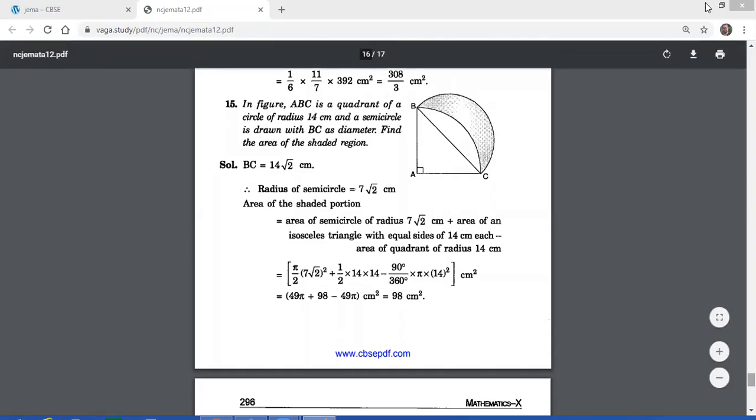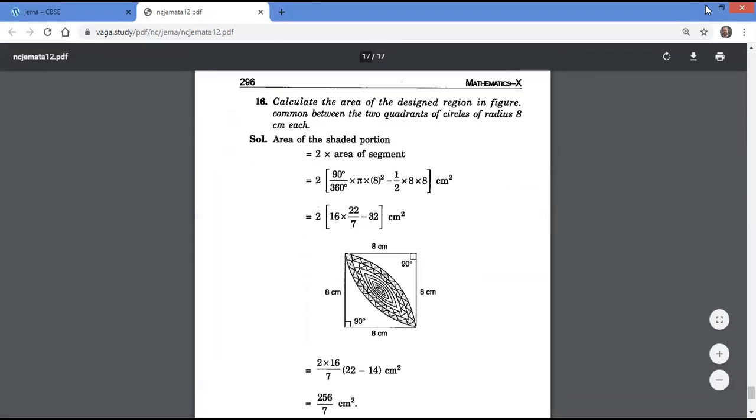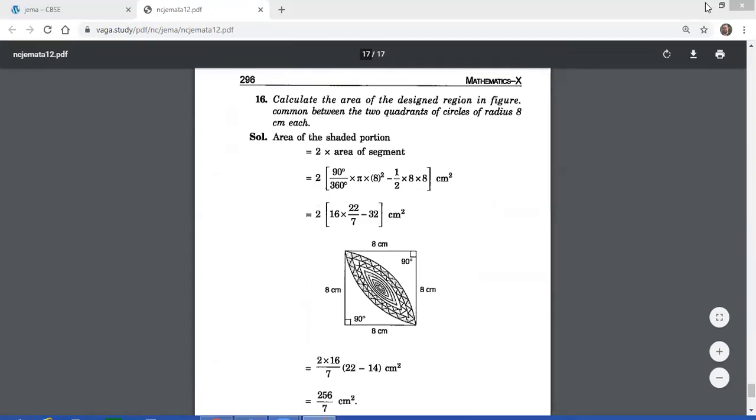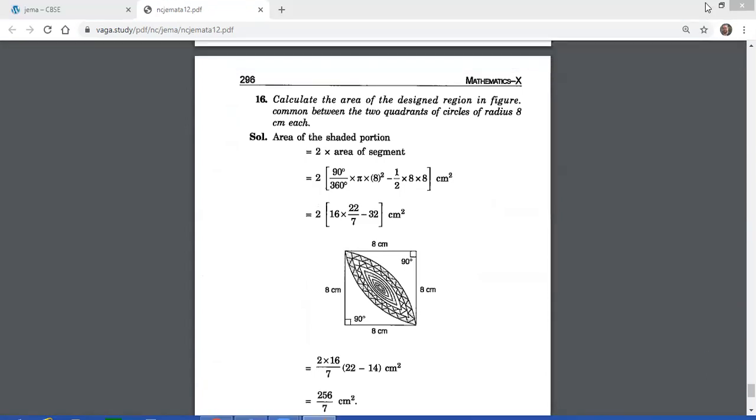The last question, calculate the area of the shaded portion here. In this shaded portion, if you make a diagonal, then this is a segment and this is another segment, right? What is a segment here? If I'm drawing like this, this is a segment, isn't it? For a circle, we know what is a sector and what is a segment. This is a segment. So here, this is actually two segments. If I find the area of one segment and multiply by 2, I will get the area. So that is why we've got area of two segments.